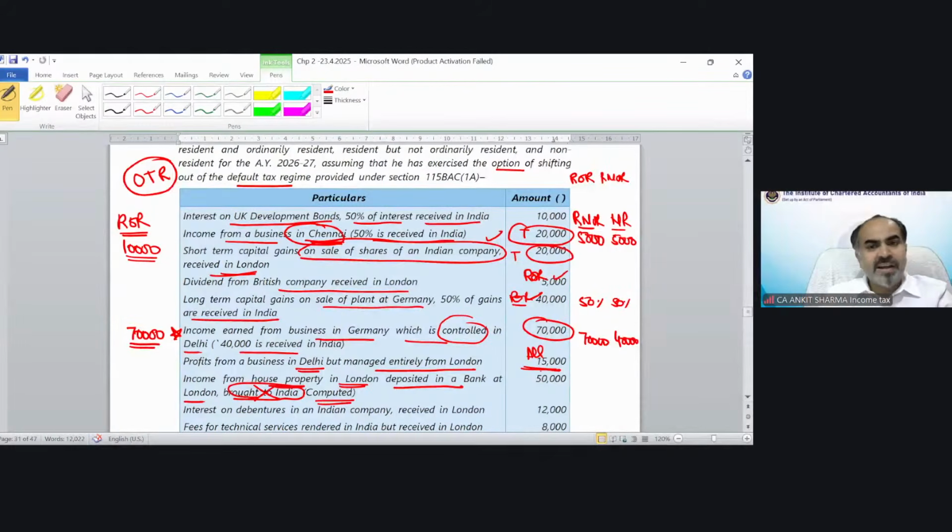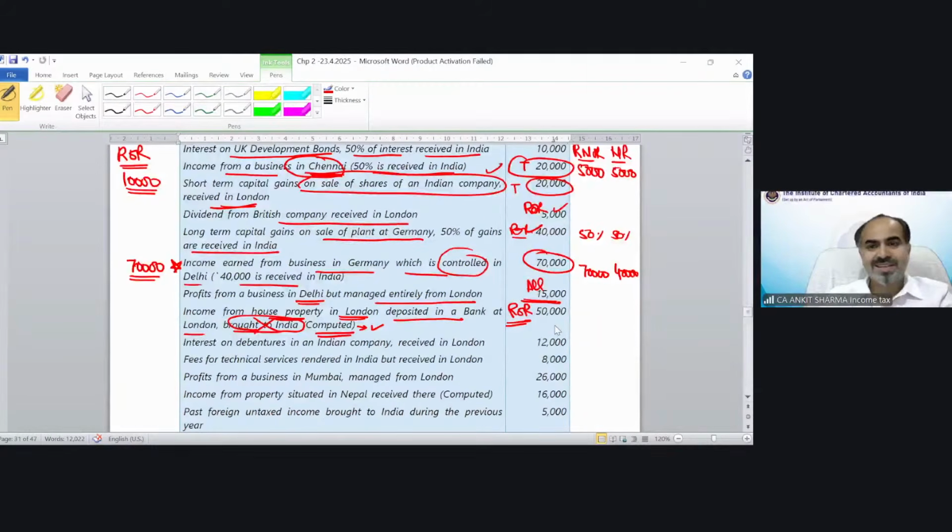Now, either we need to tax full 50,000 or not. And the question, property in London, deposited in a bank at London. So this is going to be taxed only in case of ROR. And no 70% needs to be done. Why? Because of this computed word. So whenever there is a computed word, you need not reduce anything out of it. Any confusion in this? Very good. Everything is clear. Very well done.